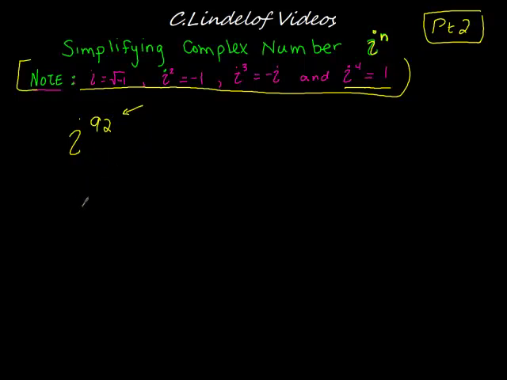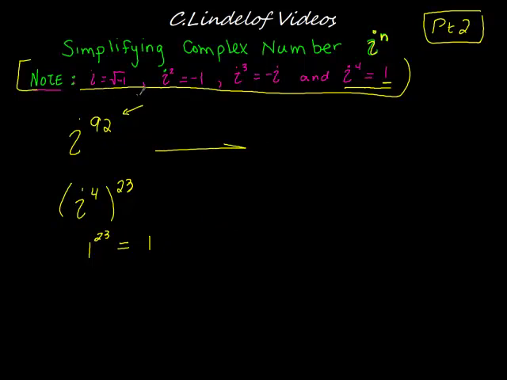So I realized that if I multiply 4 times 23, I get my 92 back, right? But I know that i to the fourth is equal to 1. So look what I have: i to the fourth is equal to 1, and 1 to the 23rd power is equal to 1, right? So you can simplify this by saying 1, or your professor might be looking for you to say this.